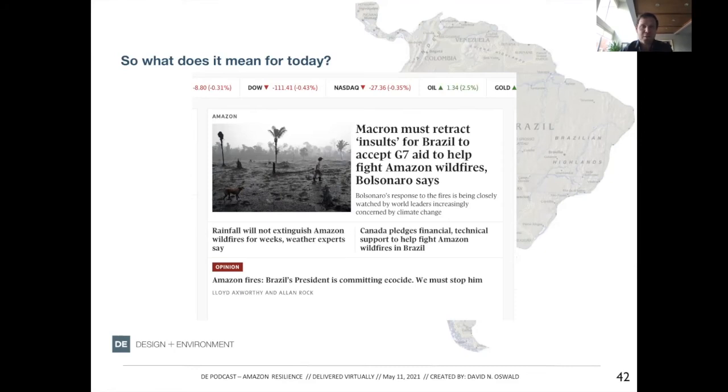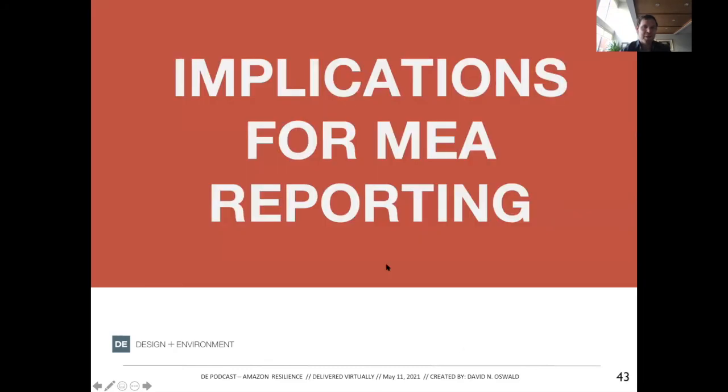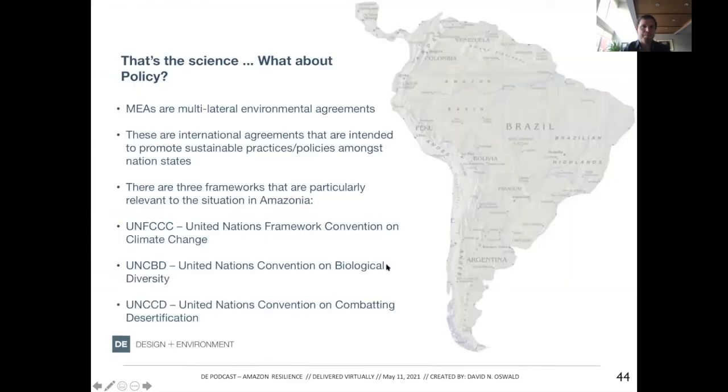If you know much about this guy, you know that he probably doesn't take that stuff lying down, and tells him to go jump off the Eiffel Tower or something like that. So this is the kind of thing where we're dealing with a global commons, but this isn't within Brazil. So this leads into implications for MEA reporting.